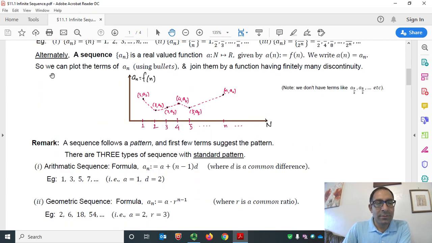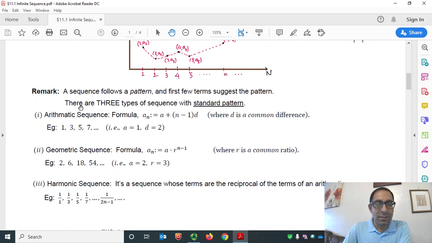Let me scroll down. Alternatively, a sequence is a real valued function from the natural numbers to the real numbers, given by a of n equals f of n, and we write an equals a of n. So we can plot the terms of the sequence using bullets and join them by a function having finitely many discontinuities. So here's (1, a1), (2, a2), (3, a3), and so on.